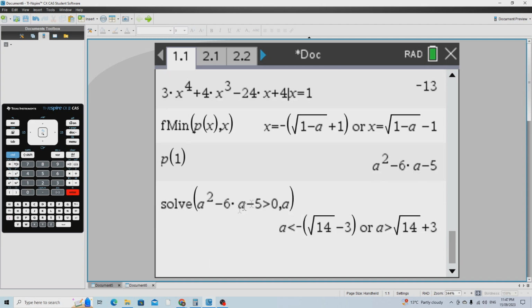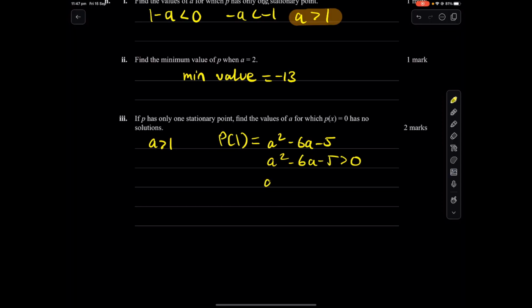comma a, we get these two. We can only take a is greater than this, because we can only take a as positive, because we said for one stationary point a must be greater than 1. So we can only take this positive value here. So yeah, hope that's right. So a is greater than root 14 plus 3. I need to double check actually.